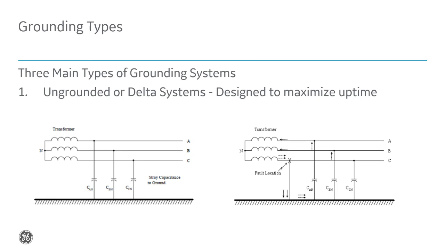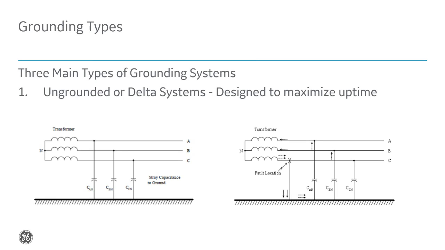There's little to no ground current. There is some straight capacitive coupling to ground, but impedance-wise that capacitance is pretty high, so it limits ground fault current to very, very low levels, if any at all. So if I do have a ground fault, since I don't have ground fault current flowing, I can keep my equipment in service. I'm not overheating it, and I'm not going to cause damage to it. So this type of system is designed to maximize uptime.